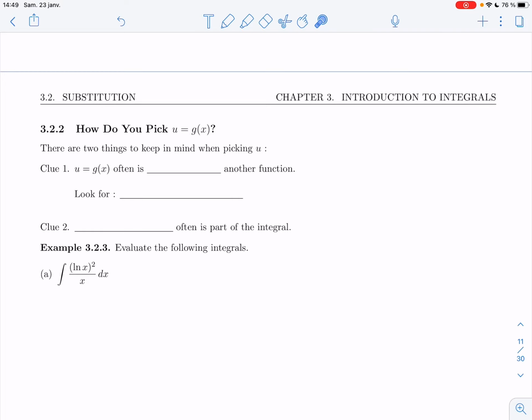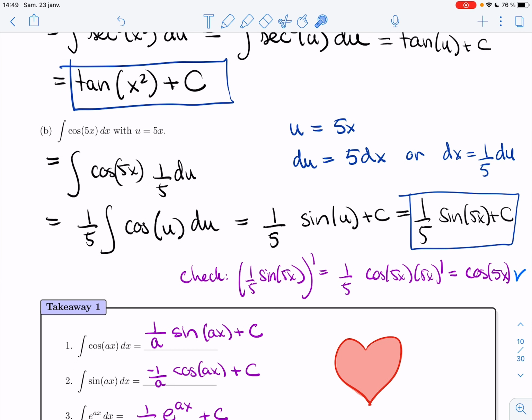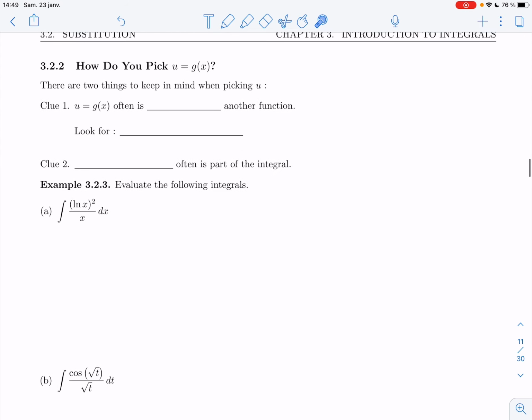Right, welcome back. In the last video, we learned how to apply substitution, and we learned how to apply it if we're given the correct choice of u. In this section, in section 3.2.2, we'll learn how to pick u equals u of x to make substitution work. All right, so there's two different separate things to keep in mind when picking u.